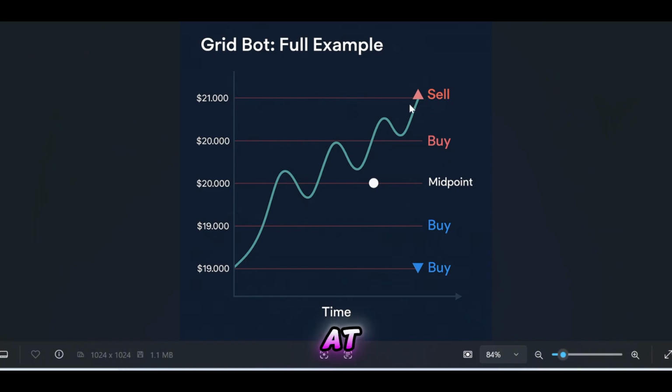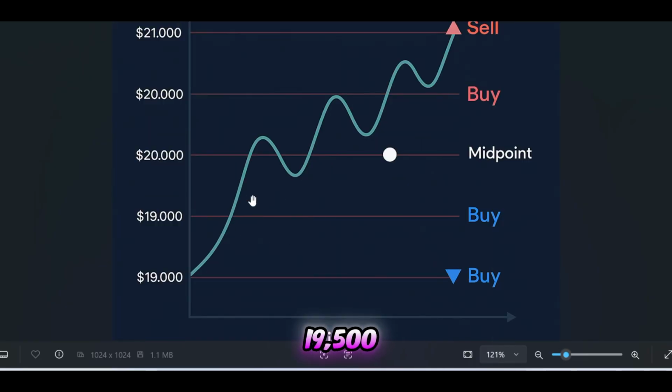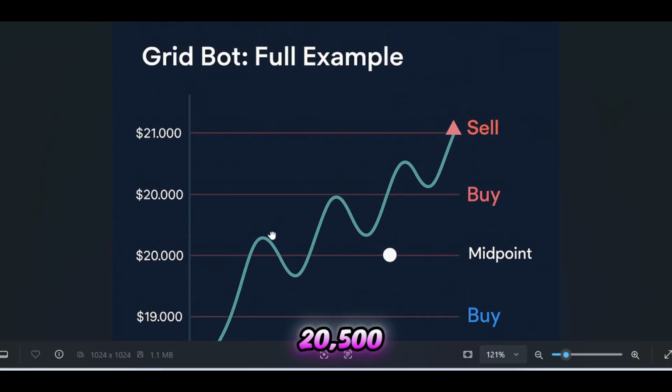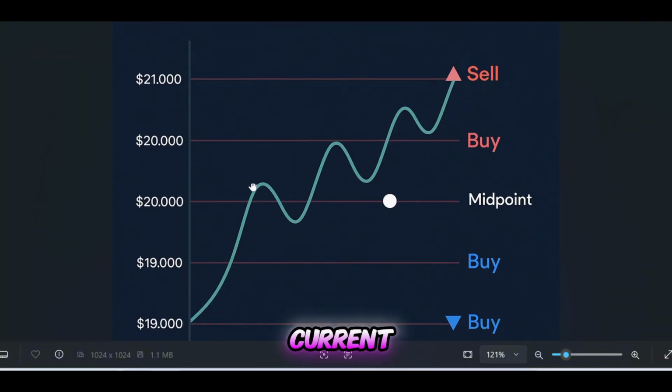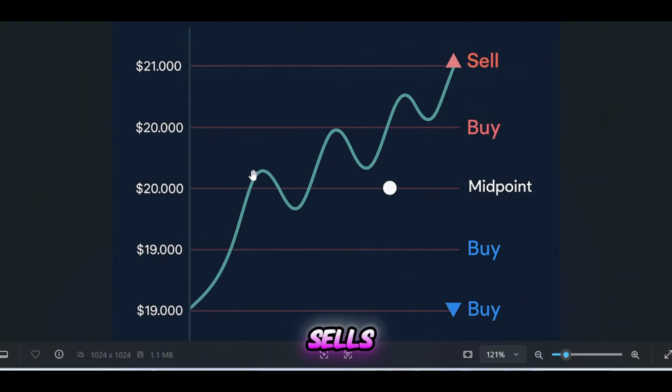So let's look at how the bot performs in a real scenario. Suppose the price of BTC drops to 19,500. Like, let's see over here. Okay, then the buy order at that level gets triggered, and now it holds Bitcoin purchased at a lower price. Next, the price rises to 20,500. Since this is above the current price and within our grid range, the bot sells the BTC it previously bought at 19,500. This locks in a profit of 1,000 per BTC. All this happens automatically without any emotional decisions or manual trades.